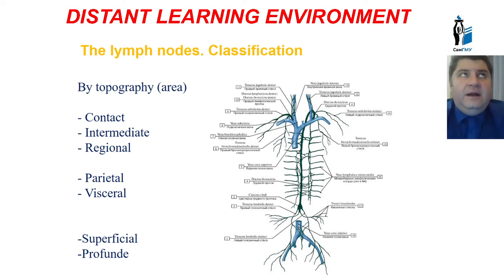But in limbs and also in the head and neck, lymphatic nodes are divided into groups: superficial nodes, and we can touch these nodes under our skin, and profound nodes, which are satellites of our arteries and veins, deep lymphatic nodes and vessels.